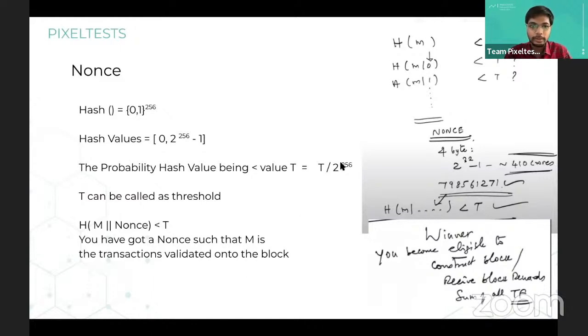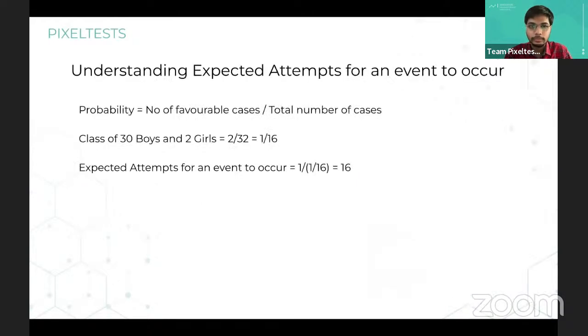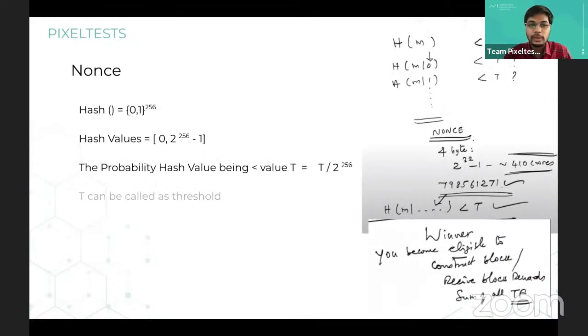Let me just go back here. Okay, so it's all here. Because there are going to be 2^256 total values that could be hashed, the hash could range from 0 till 2^256, but the nonce is always going to be 2^32 only.